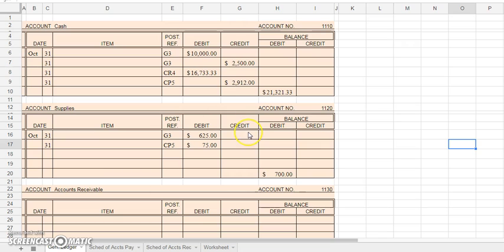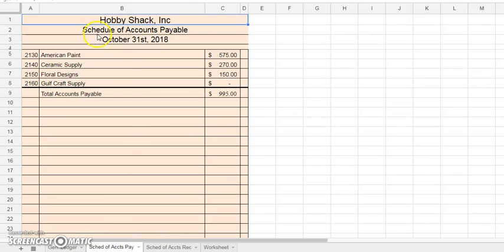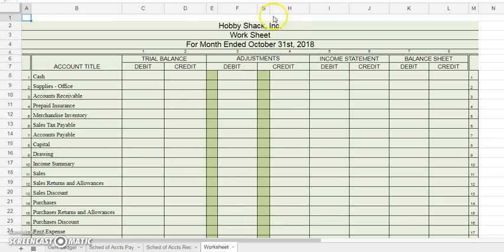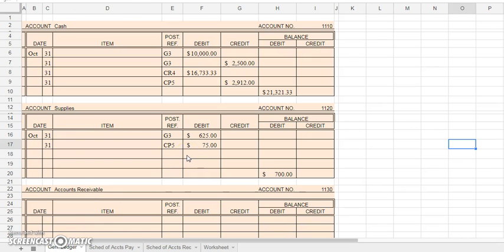And then the other document that you might want to have is this one, which includes a general ledger that's already been completed, a schedule of accounts payable, schedule of accounts receivable, and then finally a blank worksheet for this company called Hobby Shack. So we are actually going to start right here. And a lot of this is going to be very similar to what you did in first semester when you did this process for a small business.